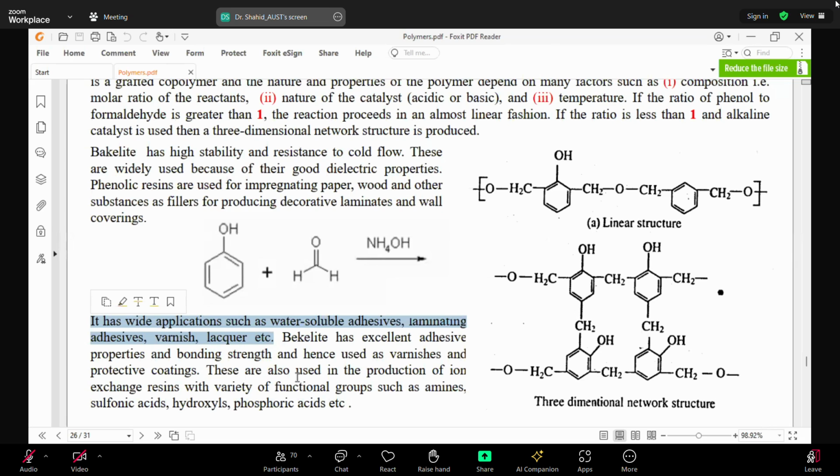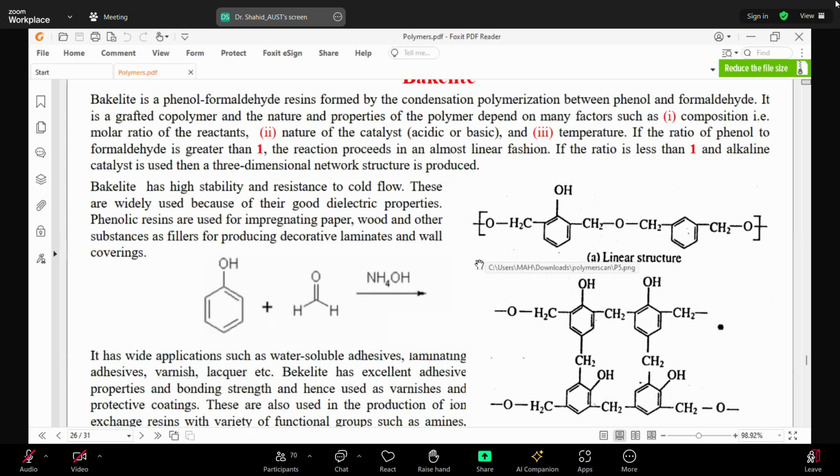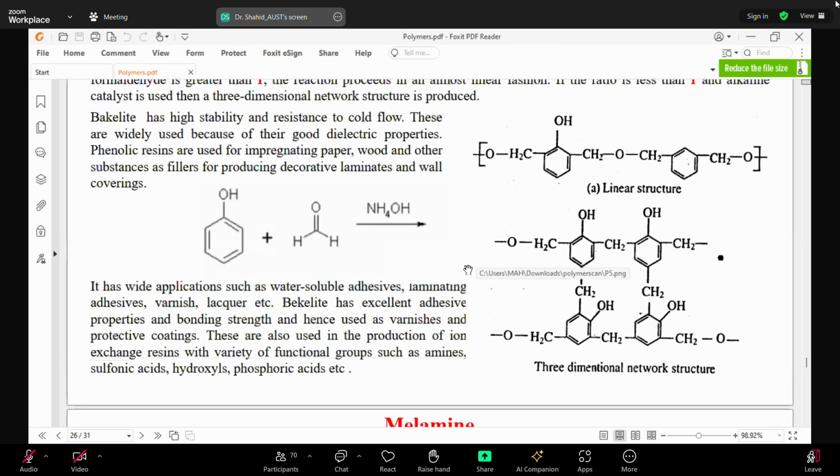Okay, these are also used in the production of ion exchange resin with a variety of functional groups such as amines, sulfonic acid, hydroxy, and phosphoric acid. So basically, the main use of bakelite plastic is to produce different types of decorative laminates or wall covering, and it also has good use in water soluble adhesive, laminating adhesive, varnish, and lacquer.